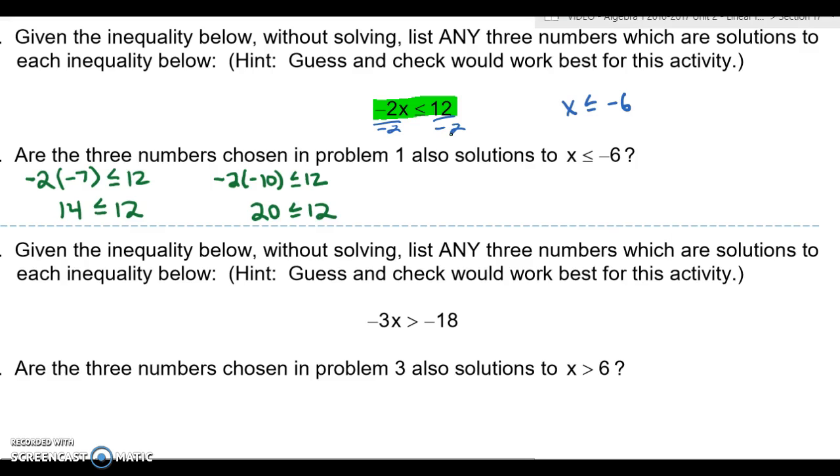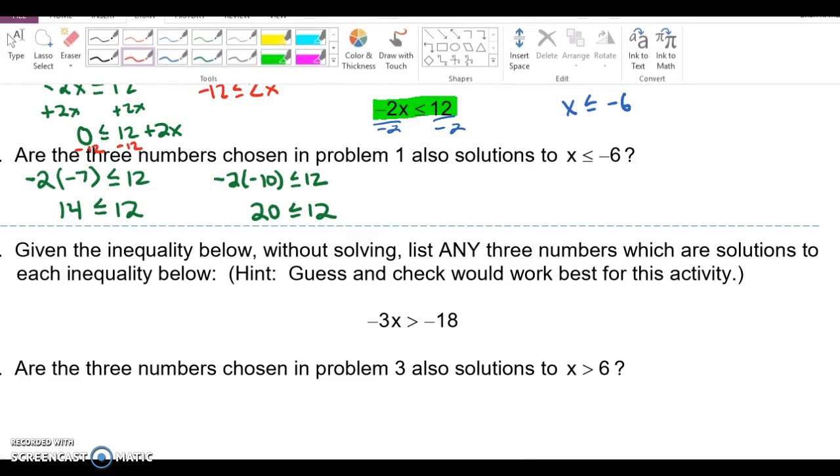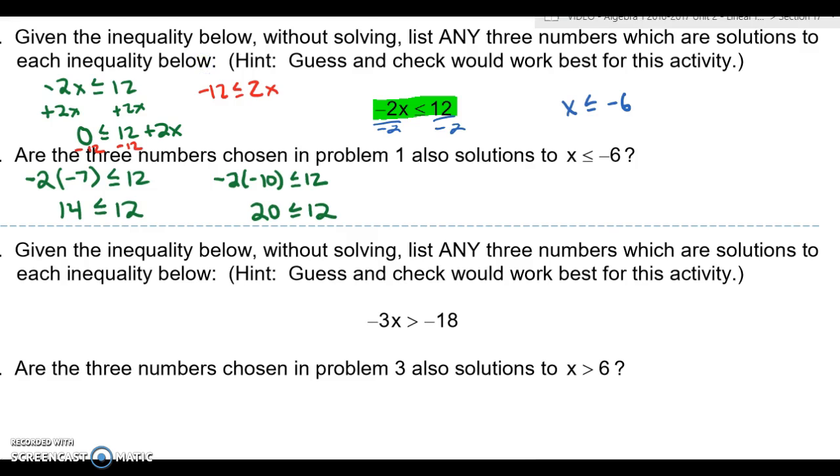Let me try a different approach, and we'll see if we can make a conclusion about this. So instead of dividing by negative 2, what if I did something a little unconventional here? What if I added 2x to both sides? I would then have 0 is less than or equal to 12 plus 2x. And my next step to solve that would be to subtract 12 from both sides. So negative 12 is less than or equal to 2x. And then my next step would be to divide by 2.